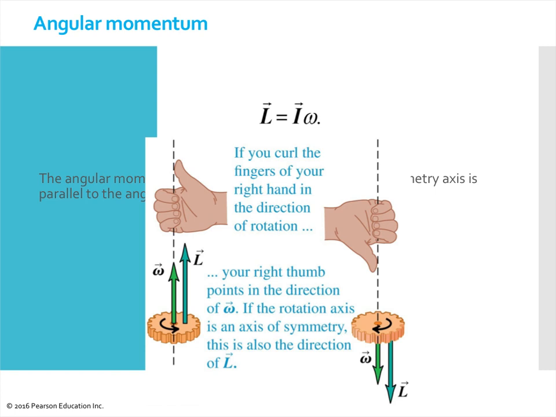Now, you can see here it's written with vector formats, and it shouldn't have a vector over I, it should be over omega. You can notice that we are using the right-hand rule to denote the direction of the angular momentum. It will be parallel to the vector for omega, and therefore will be along the axis of rotation.